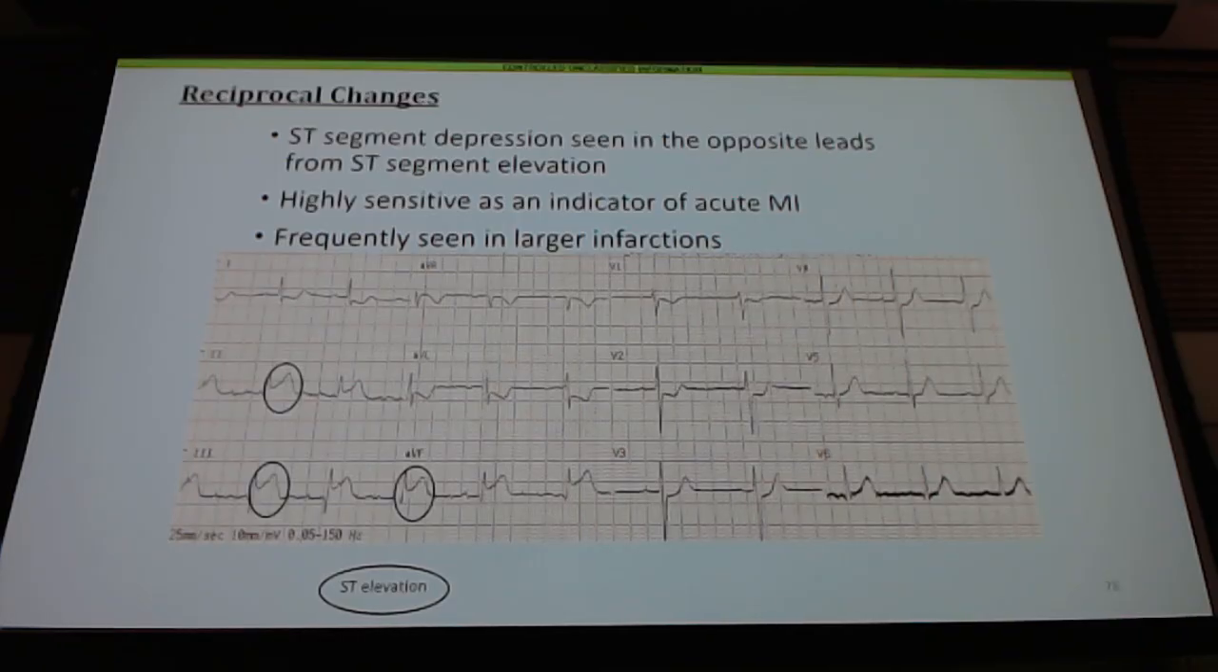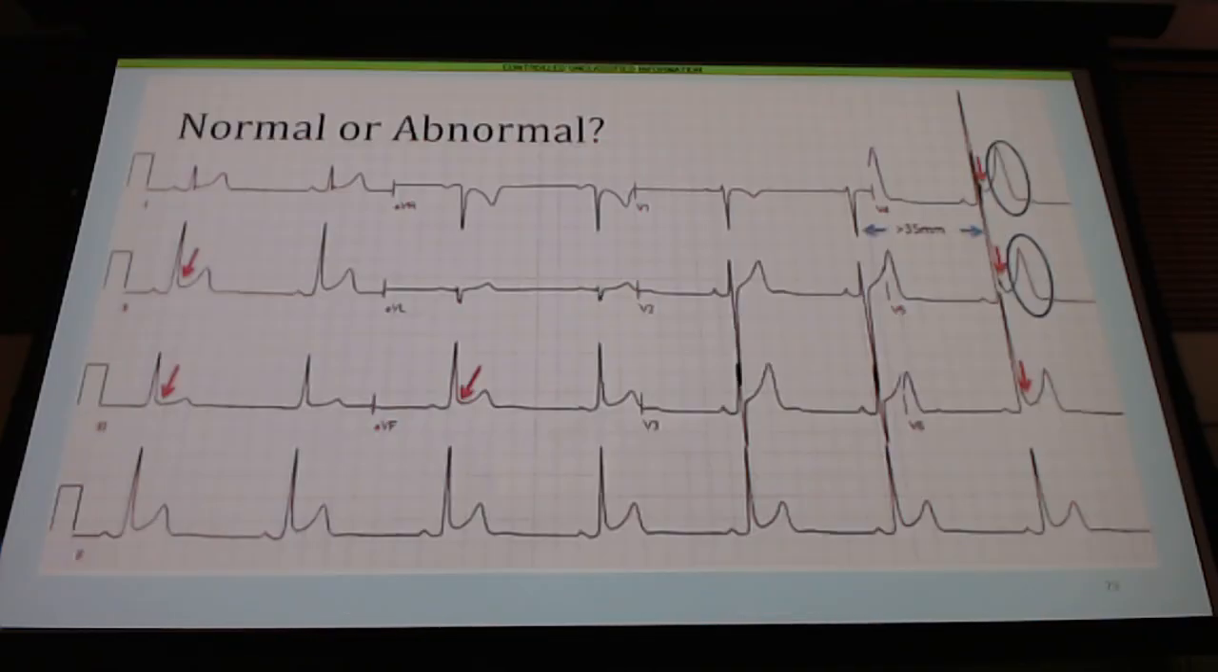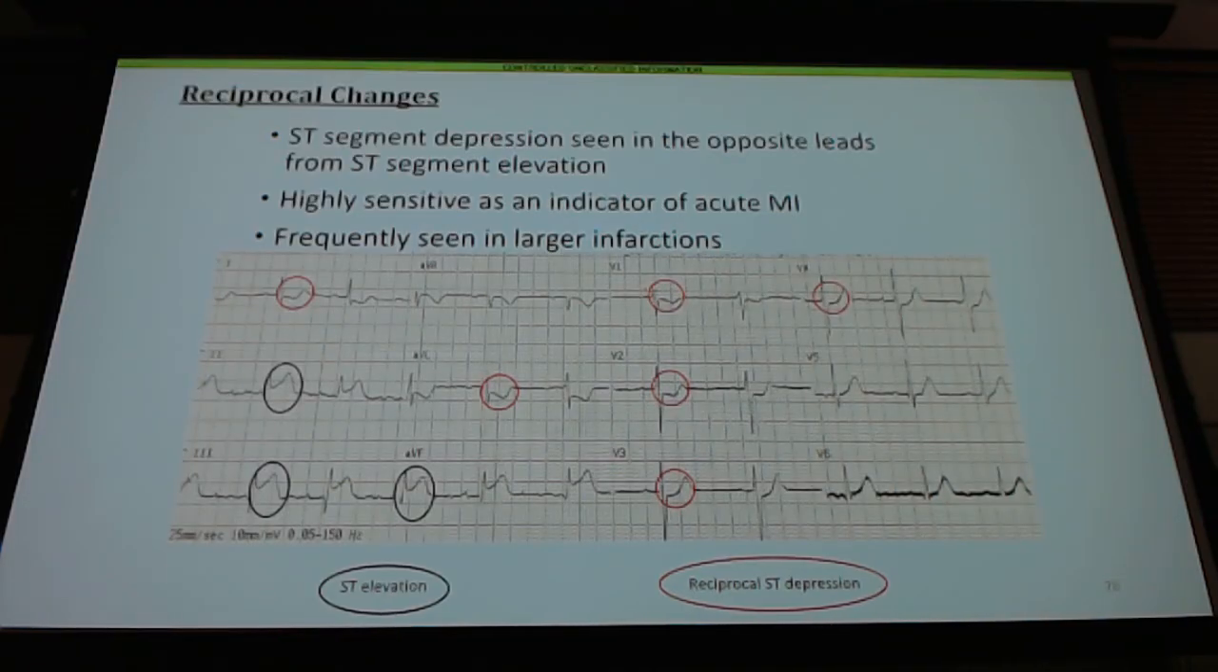Do we see that? And the answer is yes. So my lateral leads, 1, aVL, V5, well, maybe not V5, but V6. But I do see it in V3, V4 as well. What's interesting is you see it in V1, V2 as well. But there's reciprocal changes present there. Questions about reciprocal changes or anything that we've learned so far?